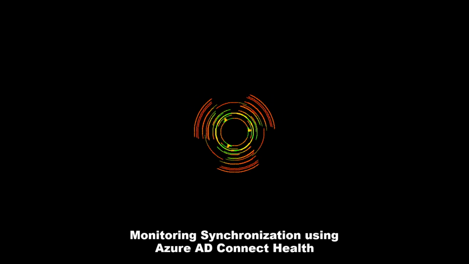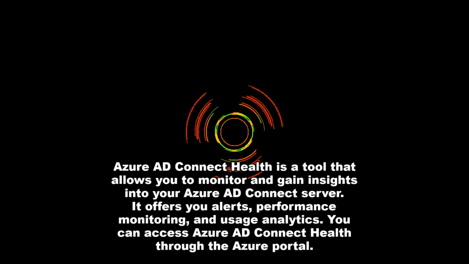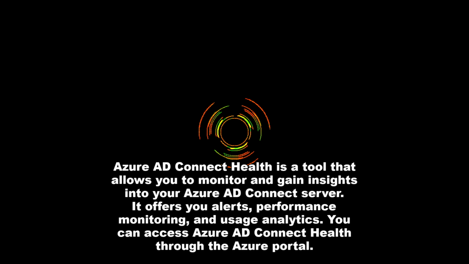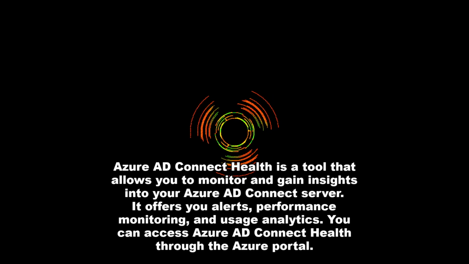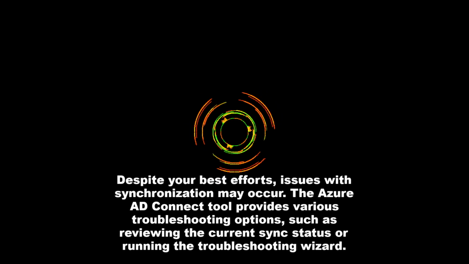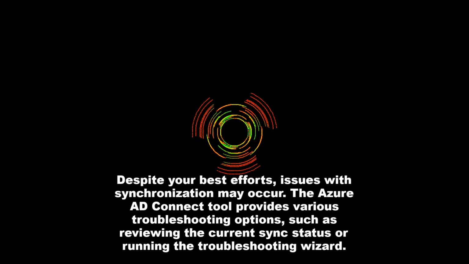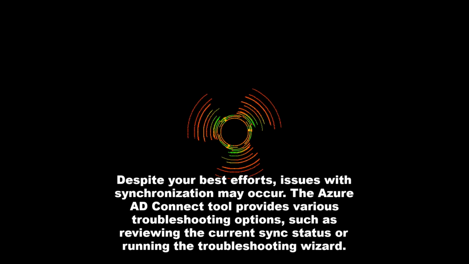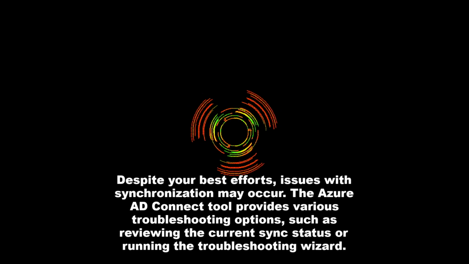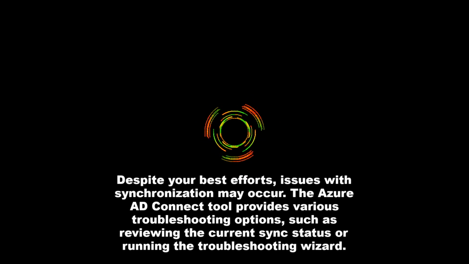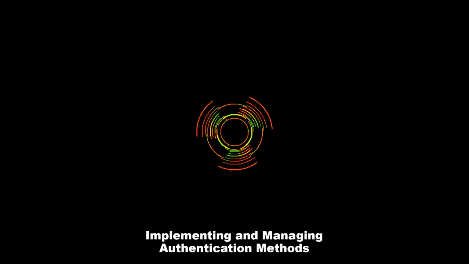Monitoring synchronization using Azure AD Connect Health. Azure AD Connect Health is a tool that allows you to monitor and gain insights into your Azure AD Connect server. It offers you alerts, performance monitoring, and usage analytics. You can access Azure AD Connect Health through the Azure portal. Troubleshooting synchronization. Despite your best efforts, issues with synchronization may occur. The Azure AD Connect tool provides various troubleshooting options, such as reviewing the current sync status or running the troubleshooting wizard.